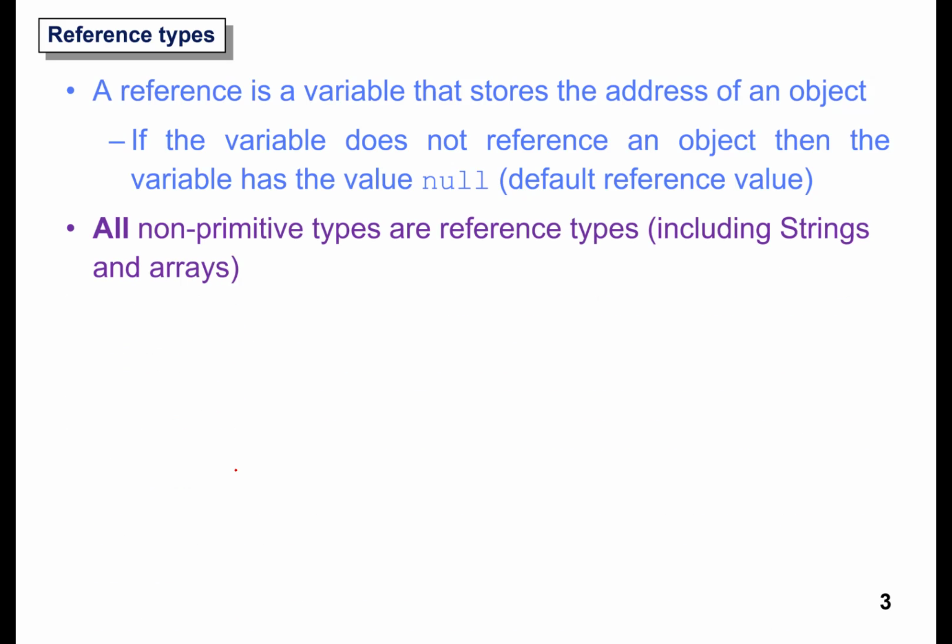All non-primitive types are reference types, and this includes strings and arrays. Any string is a reference type. Any array of integers, for example, is a reference type. Any class that you write or any class in the Java library is a reference type.